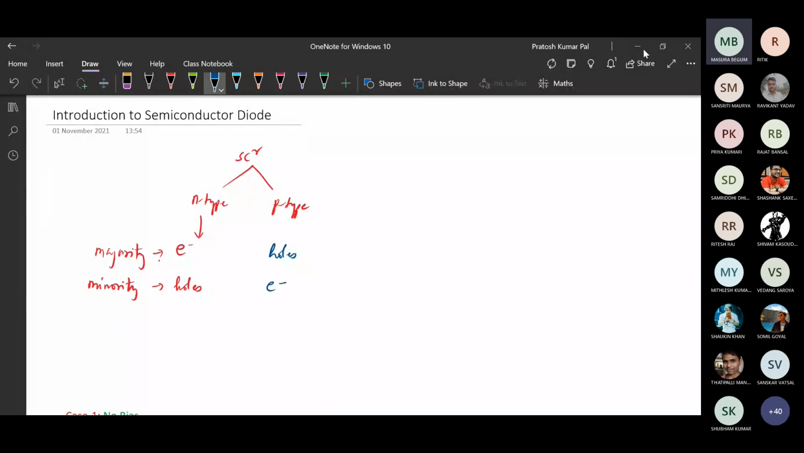So what we are going to do is join an n-type semiconductor and a p-type semiconductor to form a structure that we can represent like this. One region we have selected as p-type, and the second region we have connected as n-type. This point is called the junction.